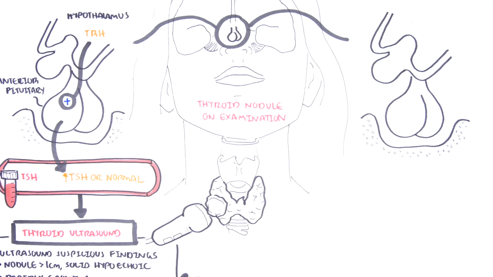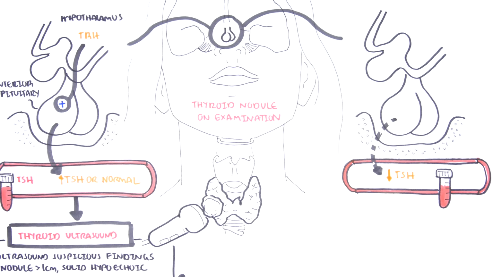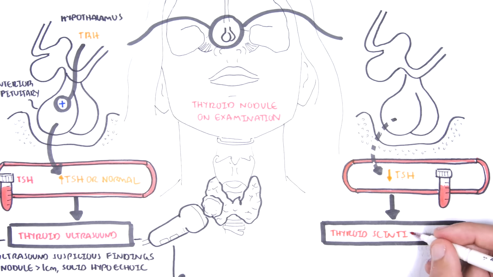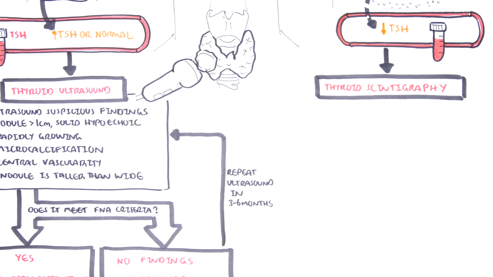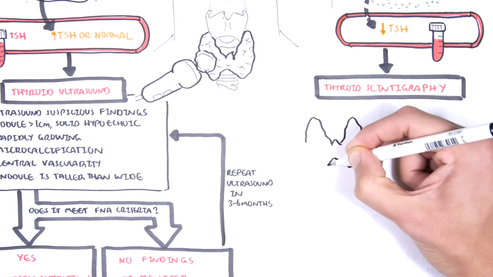Now let us follow the algorithm when there is low TSH. Low TSH, which is low thyroid stimulating hormone levels, should ring alarm bells for hyperthyroidism. Because remember, high T3 and high T4 will have a negative feedback to reduce TSH release. When someone has low TSH, the next investigation should be a thyroid scintigraphy.